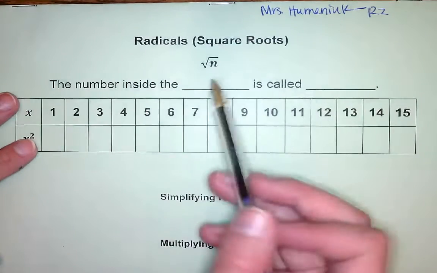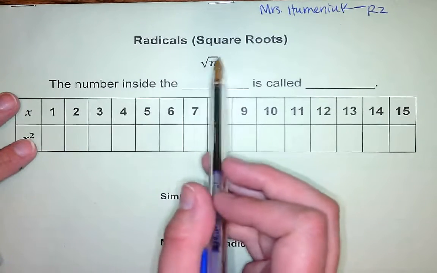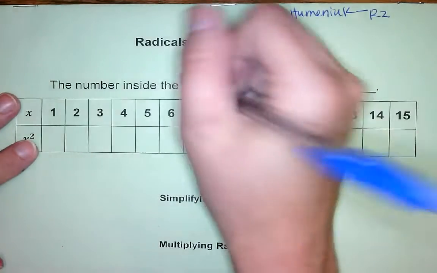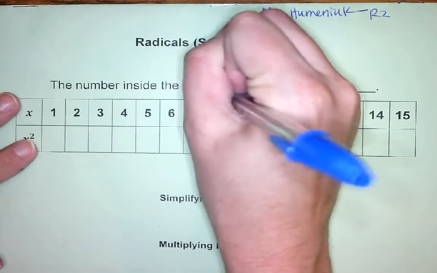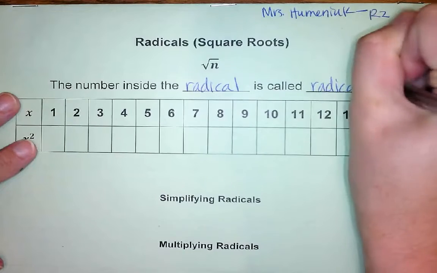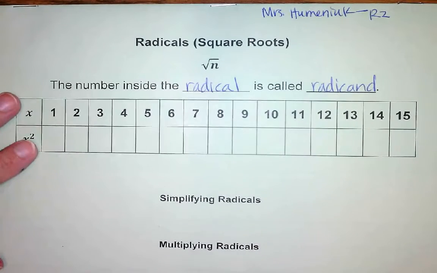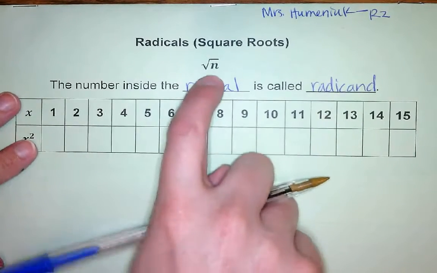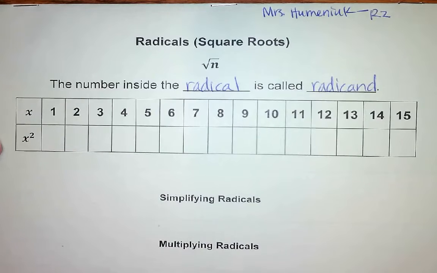Taking your radicals for square roots. This is our lovely little square root symbol. And guys, the number inside of your radical is called your radicand. All right? So your radicand is that number inside the radical. So in this case, it was n.